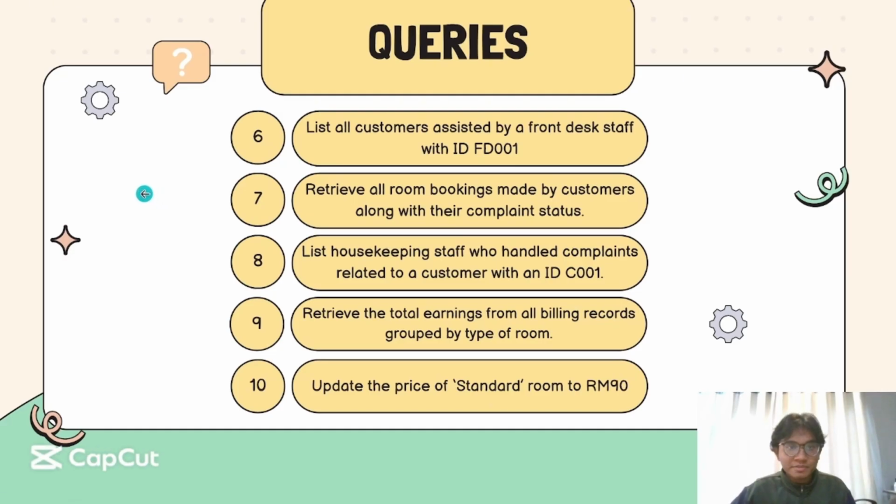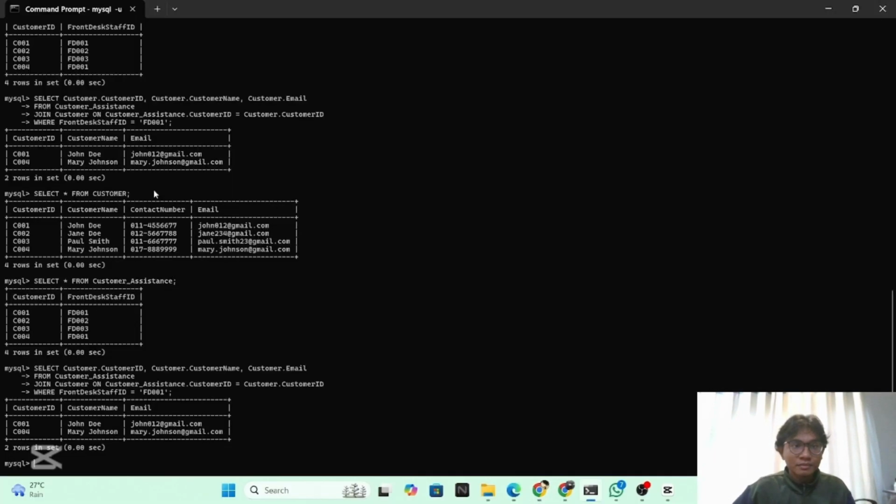Okay, so for query number 6, which is all customers assisted by a front desk staff with ID FD001. So this is the code, and first we will select customer.customer ID, customer.customer name, customer.email, which is this one. And then from customer underscore assistant, so from this table, and then we will need this table for the front desk staff ID, and then we will join the customer underscore assistant.customer ID equal to customer.customer ID.